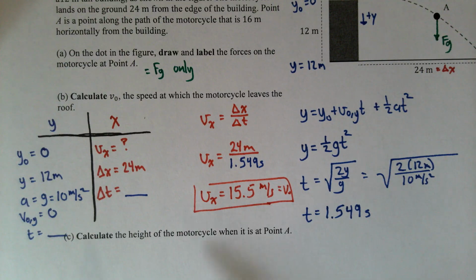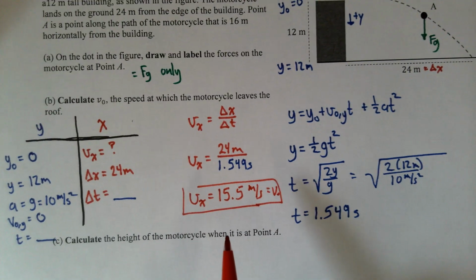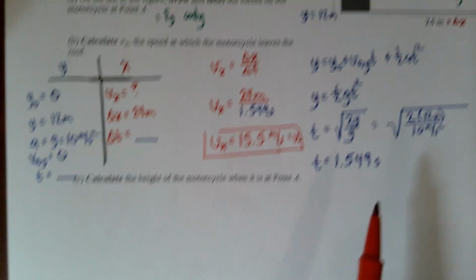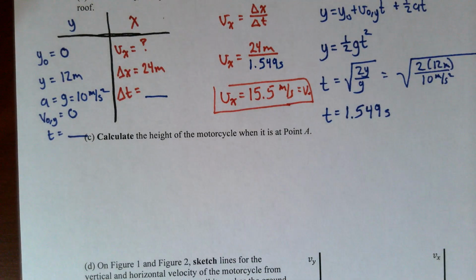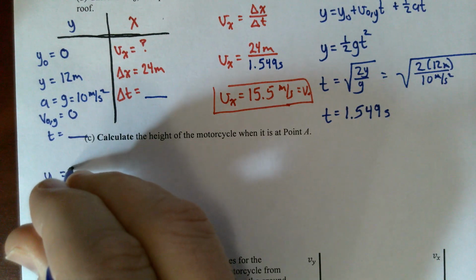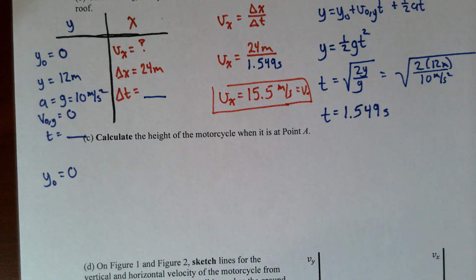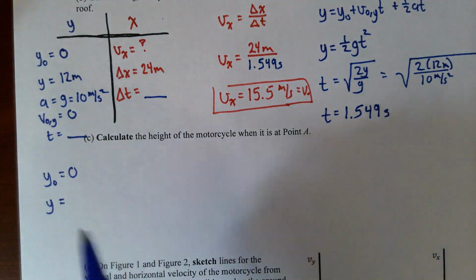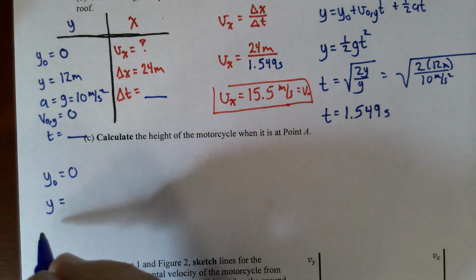The second part of this question is, how high is this motorcycle when it is over here at point A? I can do the same sort of thing where I have a table and just adjust the values. My initial position in the vertical direction is not going to change. However, we're at a different point along the arc, so the final position is going to be different.